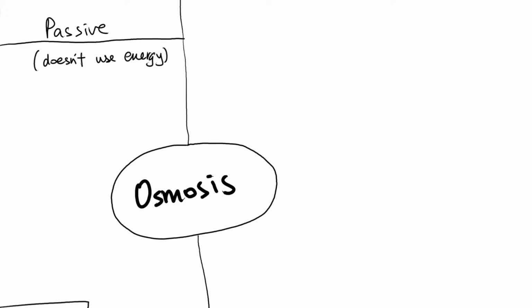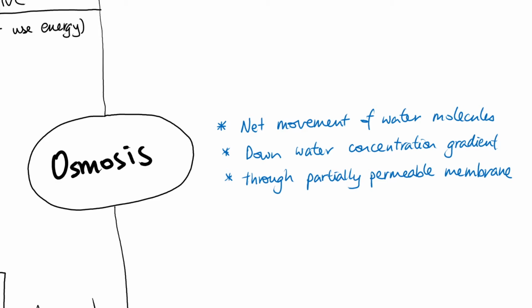Osmosis is also another example of a passive transport, meaning it doesn't require energy, but osmosis is specifically the movement of water molecules. Sometimes people say it's the diffusion of water, and actually that is quite accurate. So osmosis is defined in 3 particular points. Osmosis is the net movement of water molecules down the water concentration gradient through a partially permeable membrane.